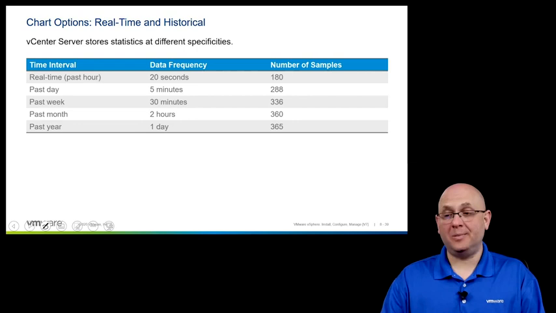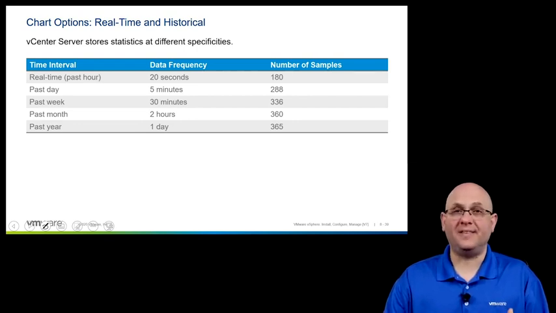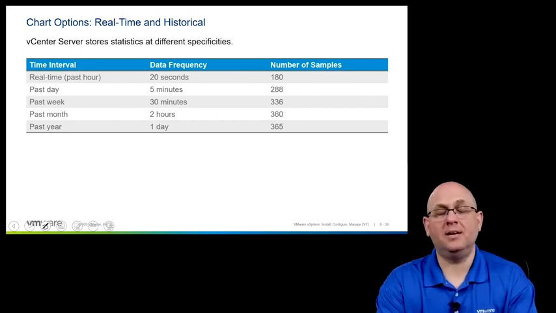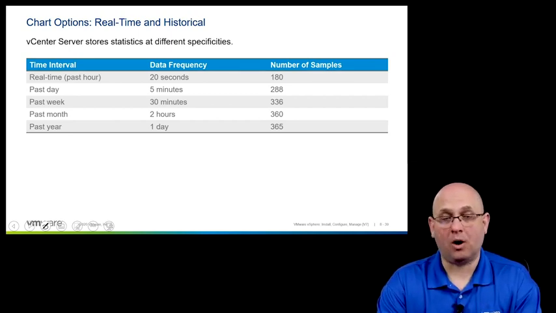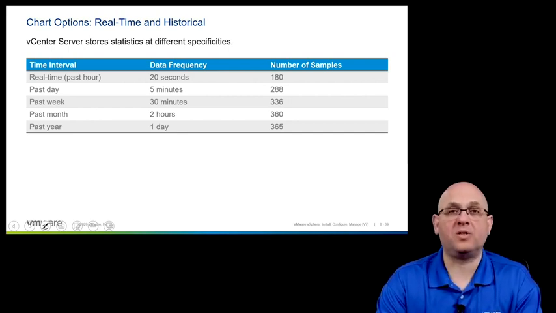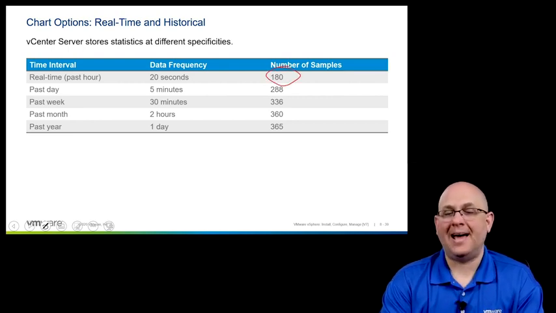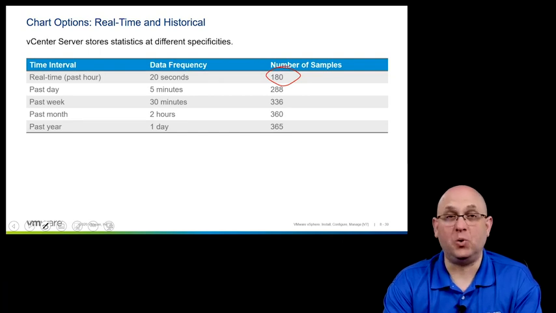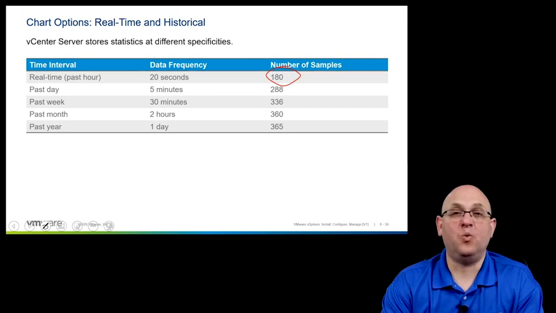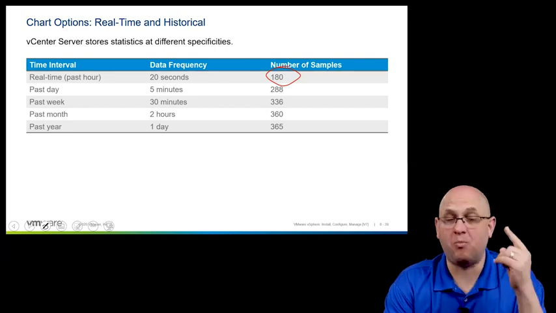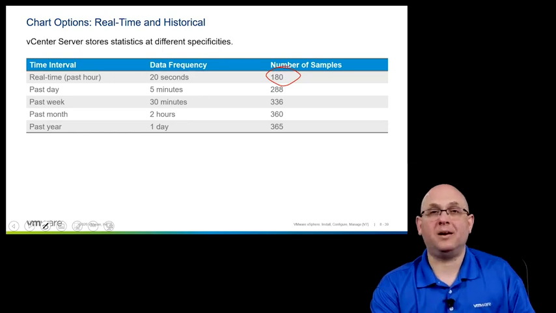In terms of the time span, like I said, every 20 seconds, vCenter gets performance metrics. That gives us 180 samples an hour, and vCenter will keep 1 hour's worth of data in its database. Now, if it tried to do that in perpetuity, then vCenter's database would be nothing but performance charts, and it would be massive. So we don't do that. We only keep 1 hour's worth of real-time data.